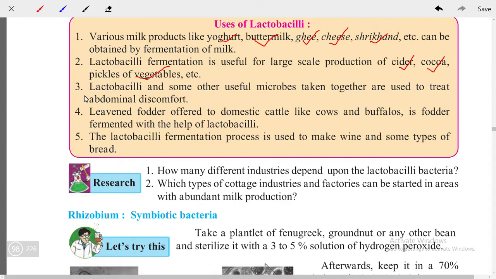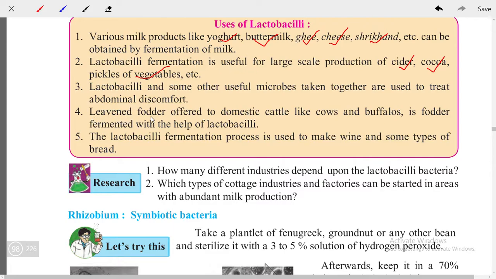Now the third use of lactobacilli. Lactobacilli and some other useful microbes taken together are used to treat abdominal discomfort, that is, stomach ache and similar problems.